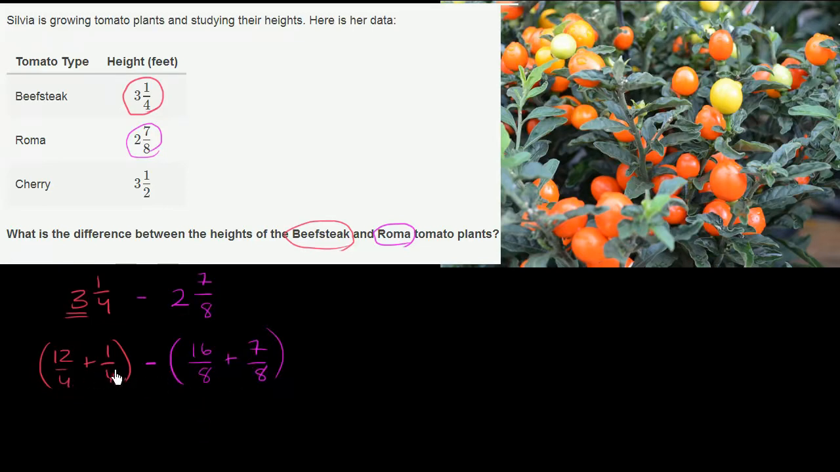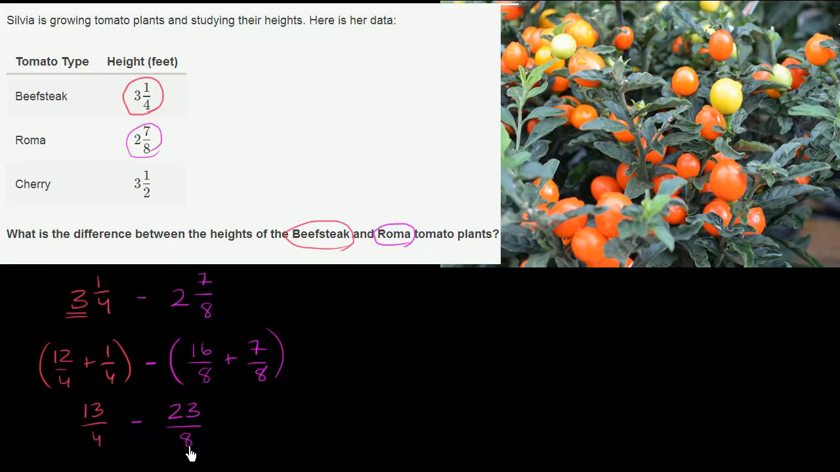Now, what is 12 fourths plus 1/4? It's 13/4. And then what's 16/8 plus 7/8? Well, that's 23/8. So this is going to be minus 23/8. Now we're subtracting one fraction from another, but we have different denominators, so we can't make sense of this until we have the same denominator. And so what is the least common multiple of both 4 and 8? What is the smallest number that is divisible by both 4 and 8?